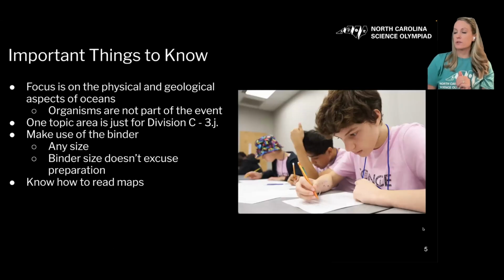The important things to note. So the focus this year is on physical and geological aspects of the ocean. Organisms are not a part of this event, so don't worry about that. The rules are identical for B and C, except for one topic area, which is 3.J. It's on the second page for Division C, the very last bullet point. That's an additional topic area for Division C that Division B does not need to worry about.